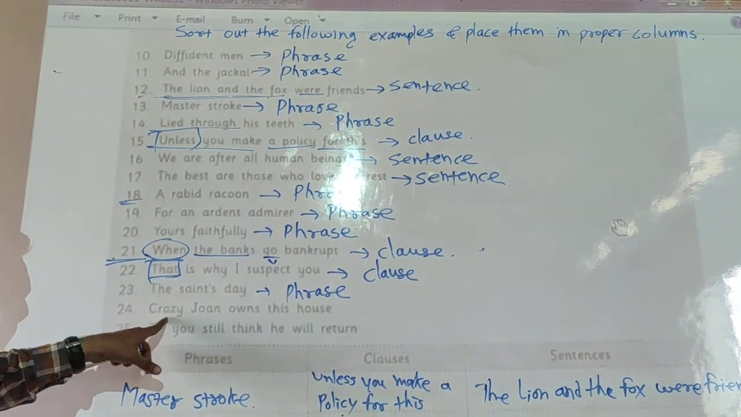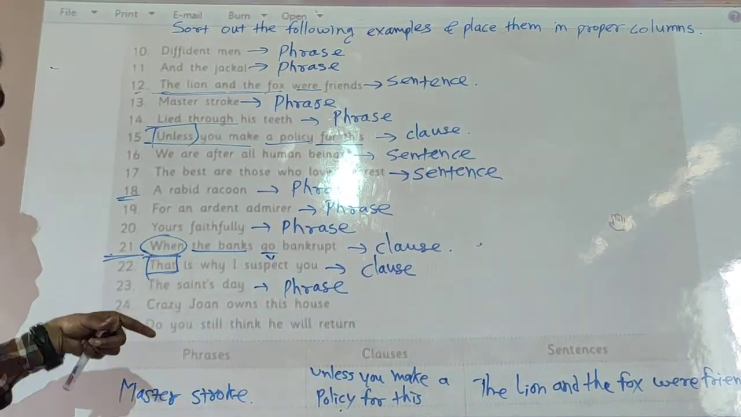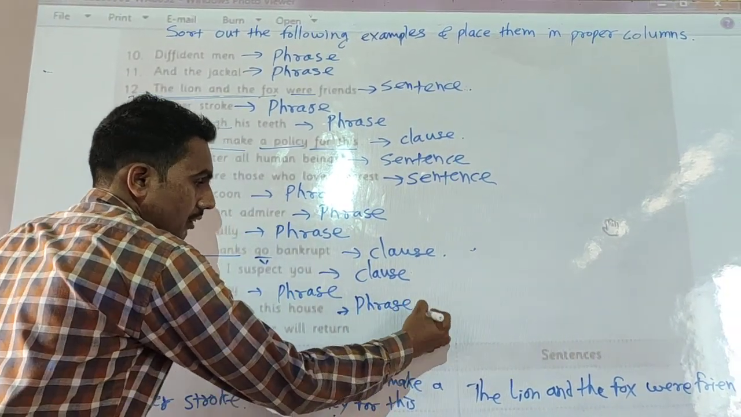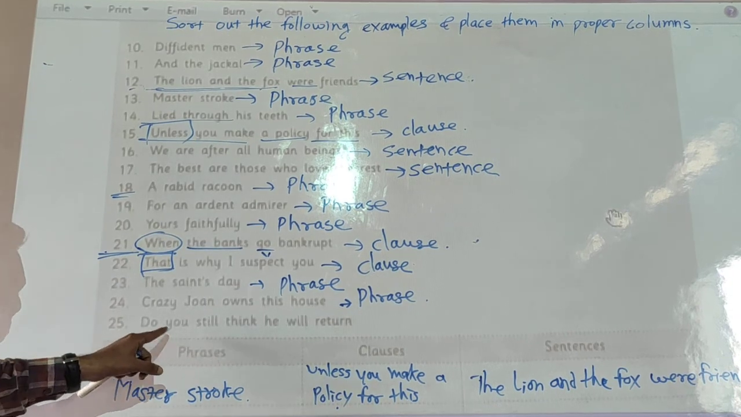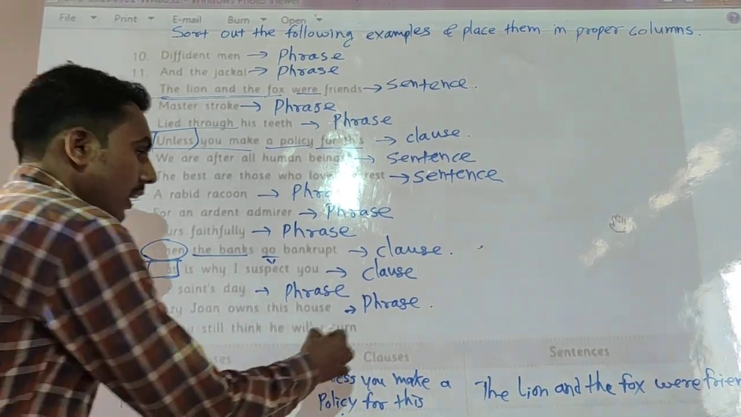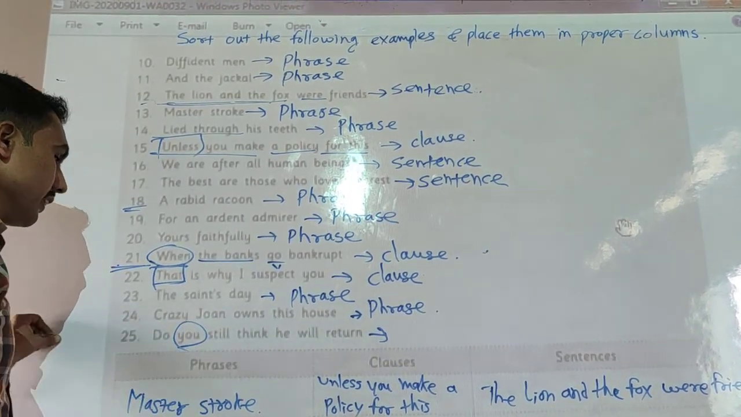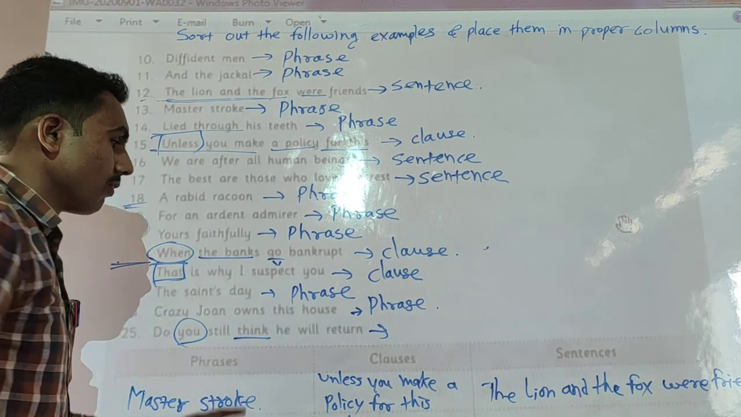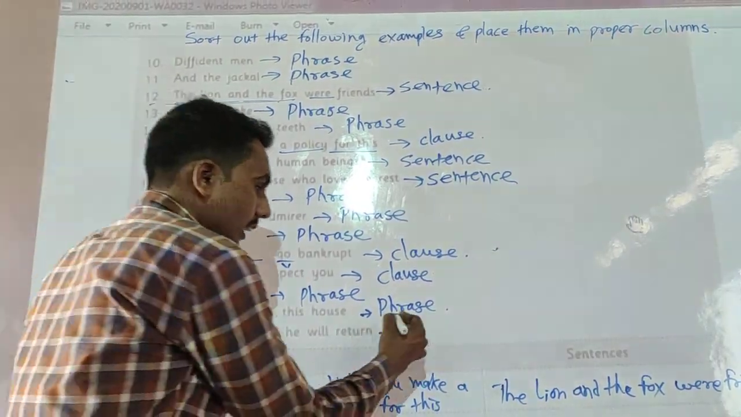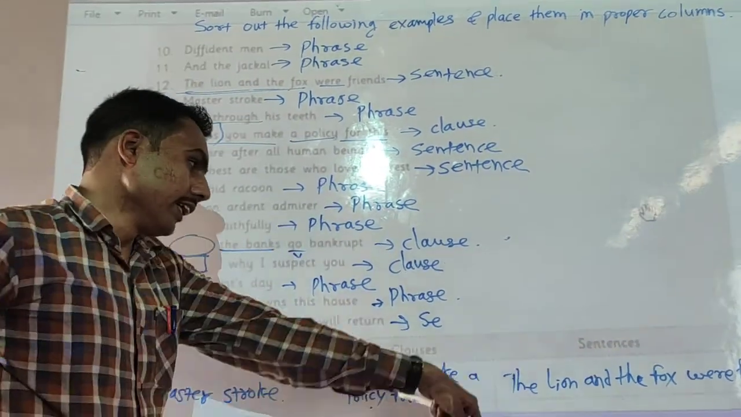Then next, "Crazy John own this house". It is also one phrase. This is also one phrase. And the last one, "do you still think he will return?" And it is one sentence. In this example, subject is you and think is verb. According to the meaning of this example, it is one sentence, and you can put this example into the sentence column.